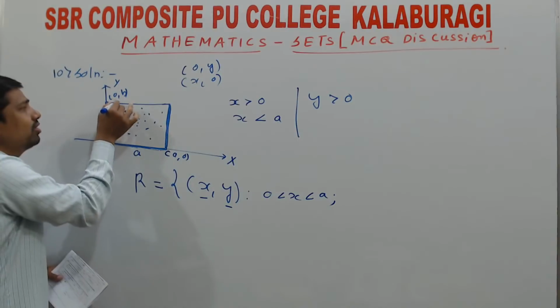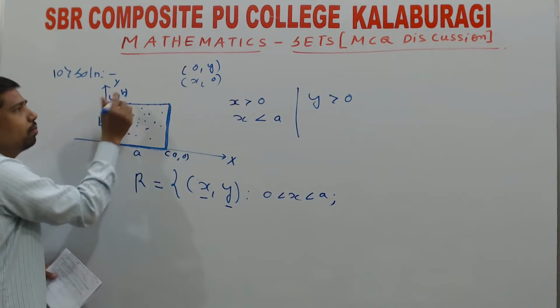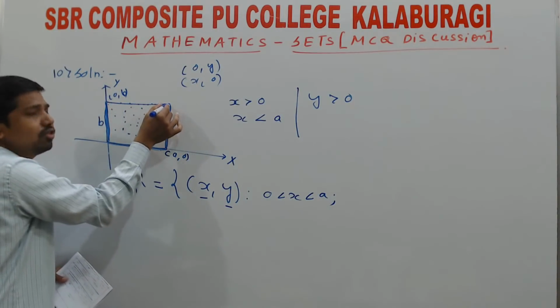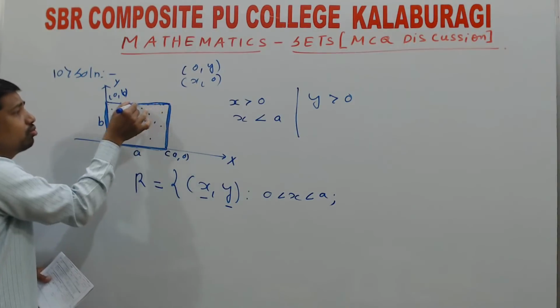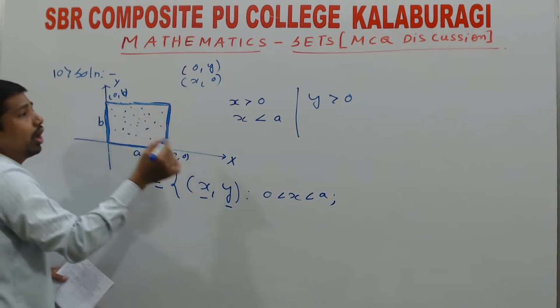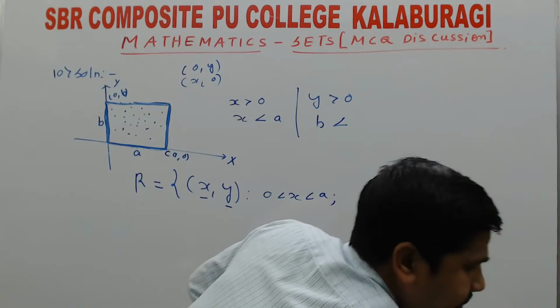Again, if I take the points here, right? What is y equal to here? y equals b. Anywhere you go on this line, y is b only. But these points should not be taken, because these are the points on the rectangle. Means y should be less than b.